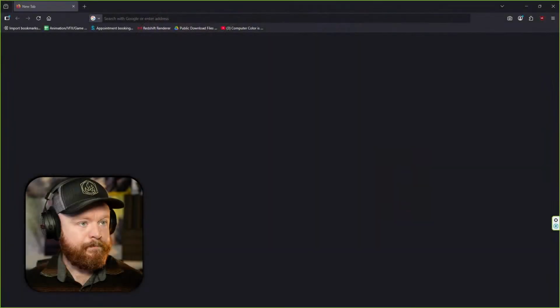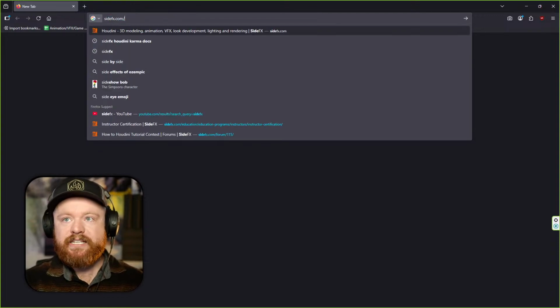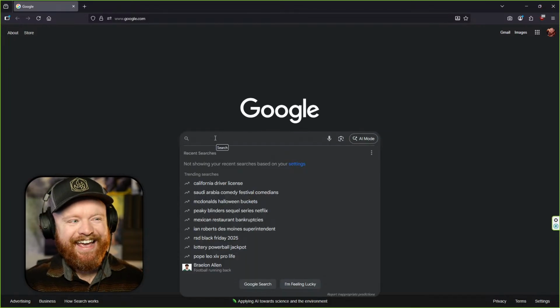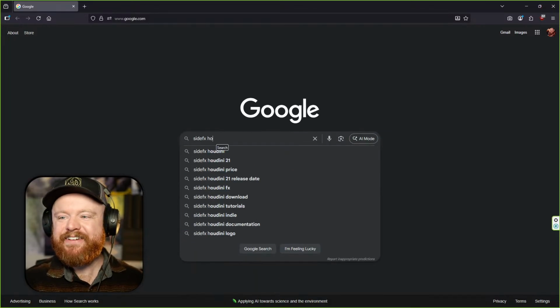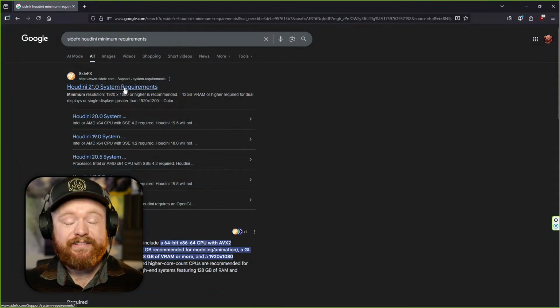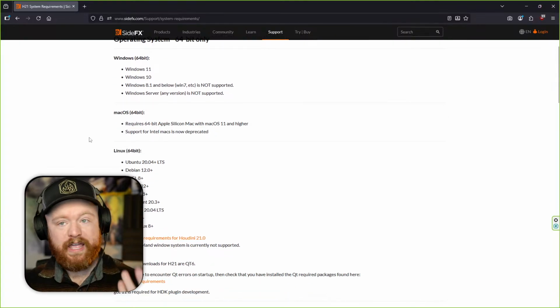Okay. Well, let me start off by sharing my screen. And the first thing that I want to bring up is something that's obvious that people don't do, but should do. And that is look up the SideFX Houdini minimum requirements. This will give us an idea of what we need as a minimum requirements for a budget build.